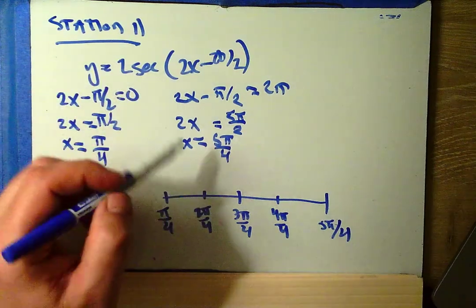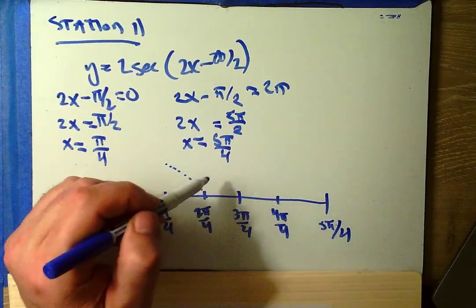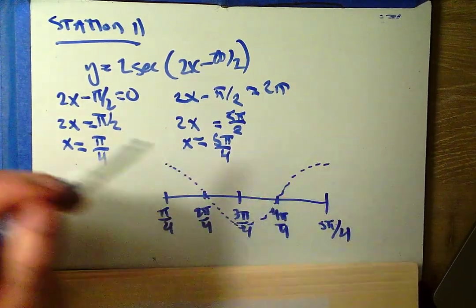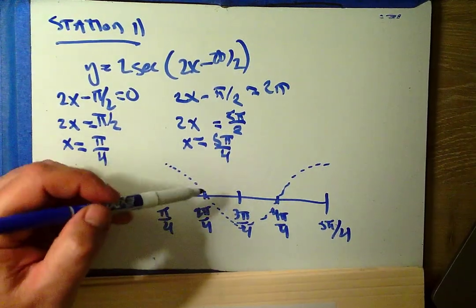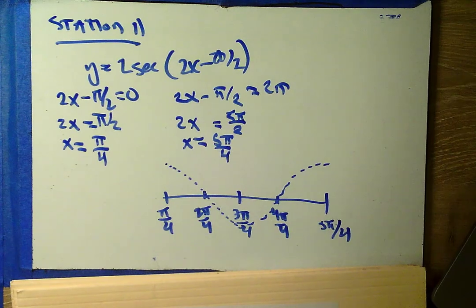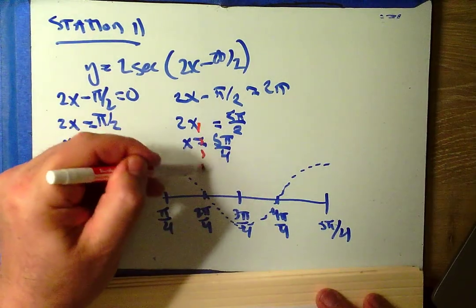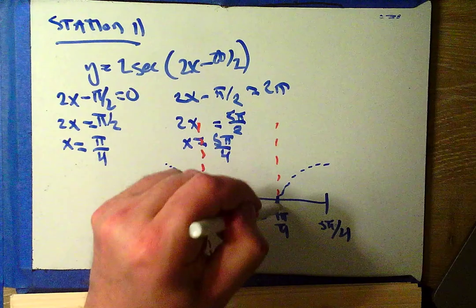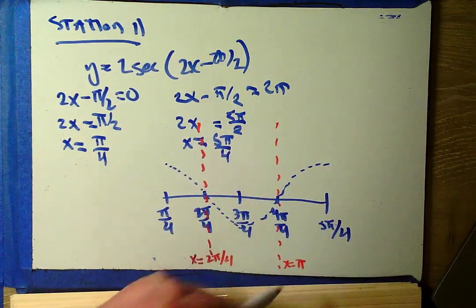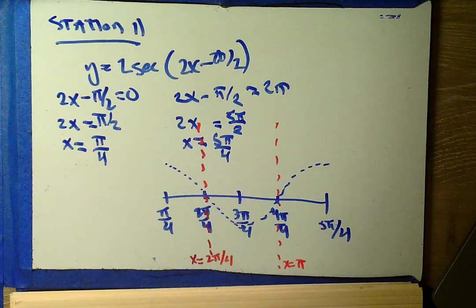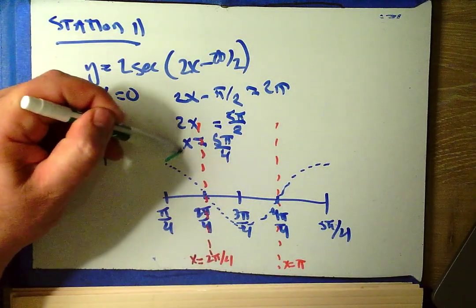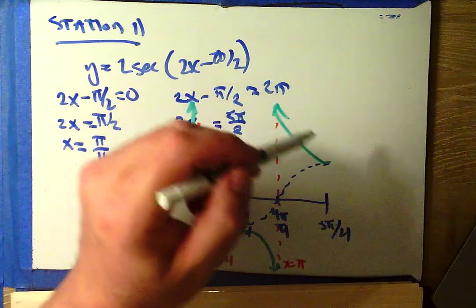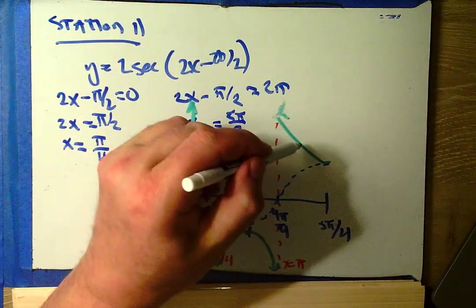I'm just going to start graphing my cosine. Remember, cosine starts high, goes down to its low point, and then comes back up again. And wherever this cosine graph crosses the sinusoidal axis, that's going to be a place where our secant graph has a vertical asymptote. So we know there's a vertical asymptote at 2 pi over 4 and another vertical asymptote at 4 pi over 4, or pi. We want to now draw in our secant graph. Our secant goes up, goes down, and goes up, and bends to that asymptote.